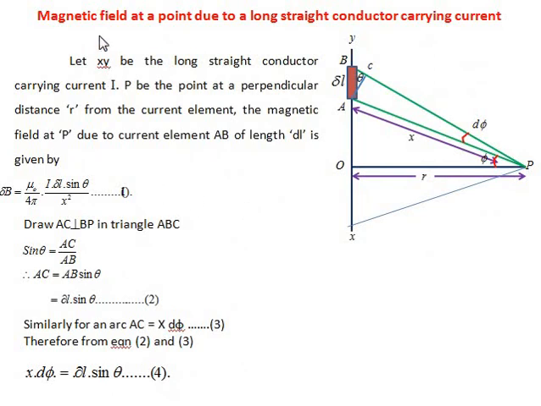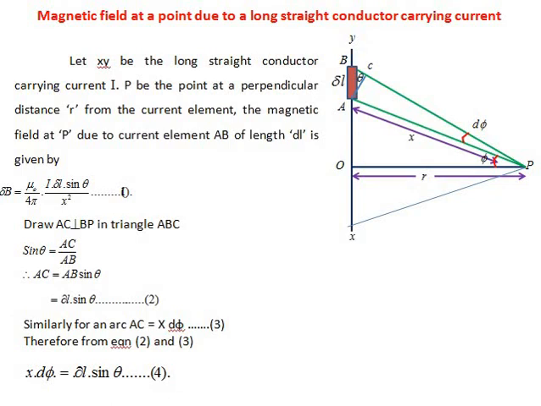Now we are going to study magnetic field at a point due to a long straight conductor carrying current. So in Biot-Savart's law, we studied the magnetic field at point P due to a small current element. Here we are going to study the magnetic field at point P due to a long straight conductor. Okay. So let XY be the long straight conductor carrying a current of I.